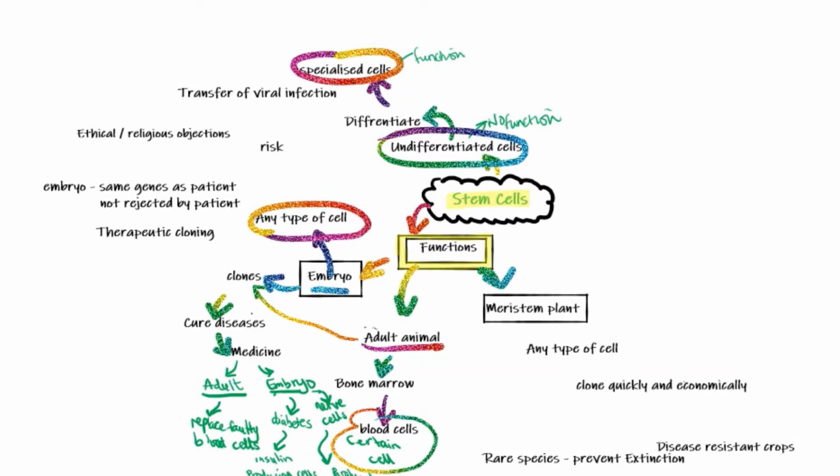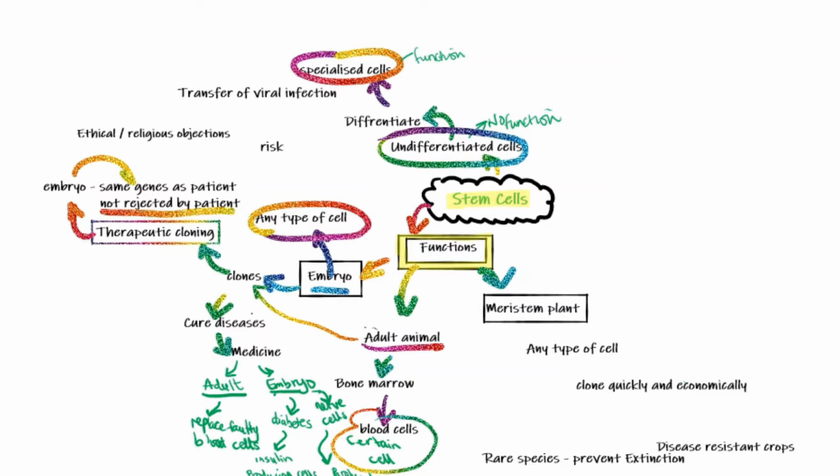Stem cells can be used for a special type of cloning called therapeutic cloning. In this type of cloning, the embryo has the same genes as the patient. This means that the stem cells produced will also have the same genes. This is crucial. They wouldn't be rejected by the patient's body if used to replace faulty cells.